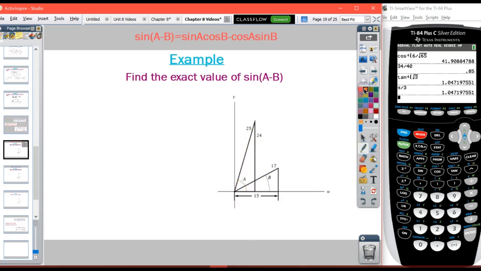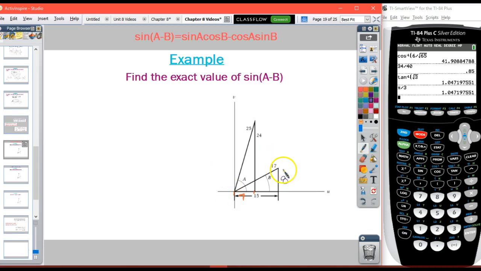theorem. And so I can see that I have the opposite side is 24, the hypotenuse is 25. Through Pythagorean theorem, you would find that that side length is then 7, this smaller one here. In my other triangle, you can see that this adjacent side is 15, the hypotenuse is 17, and so the opposite side would be 8.